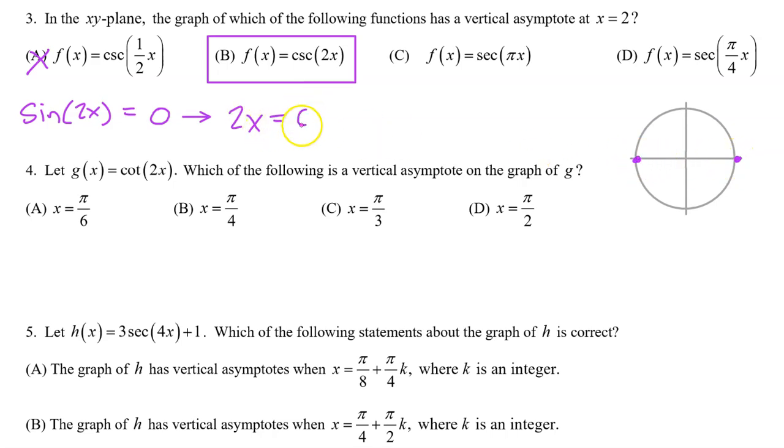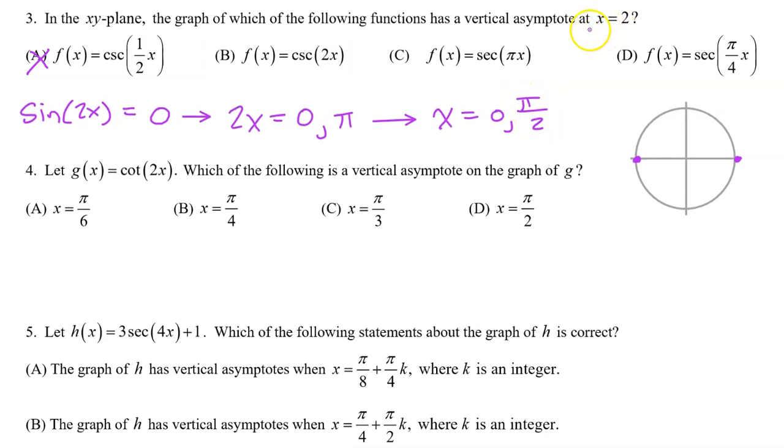So 2x will equal 0 or pi. We can isolate that x by dividing both sides by 2. This gives x is equal to 0 or pi over 2. We are not getting x equals 2, so B is not the answer.